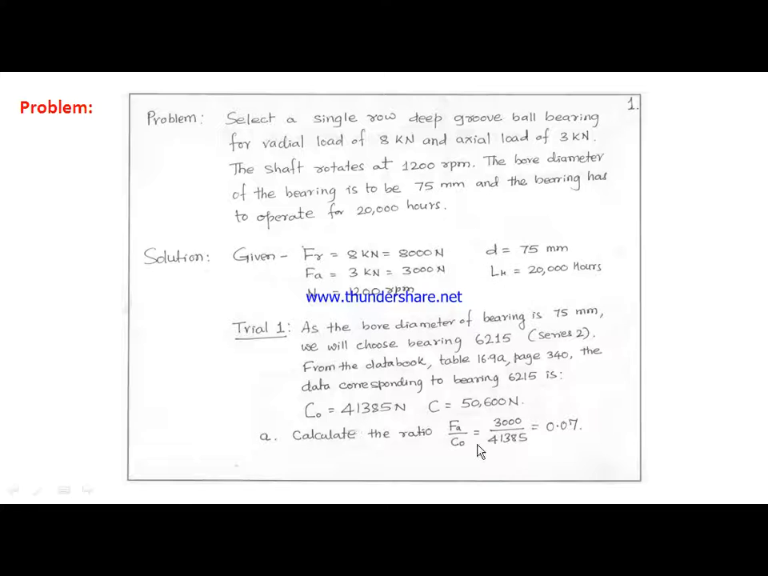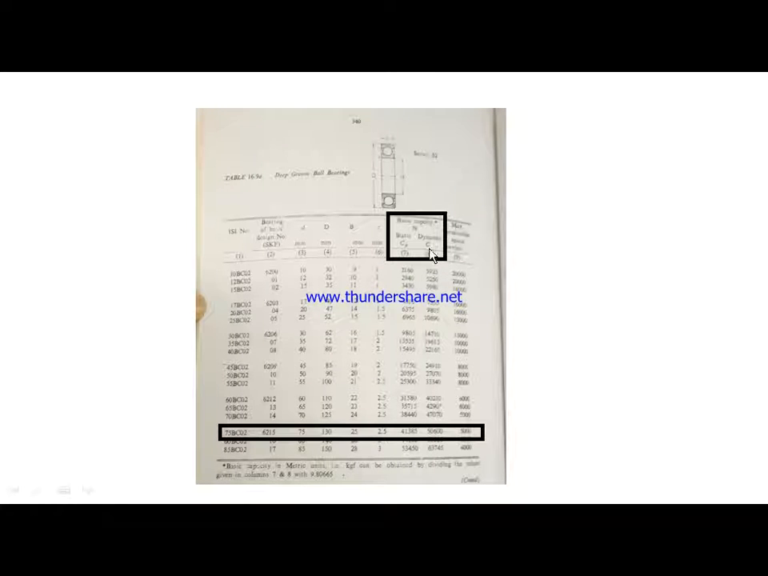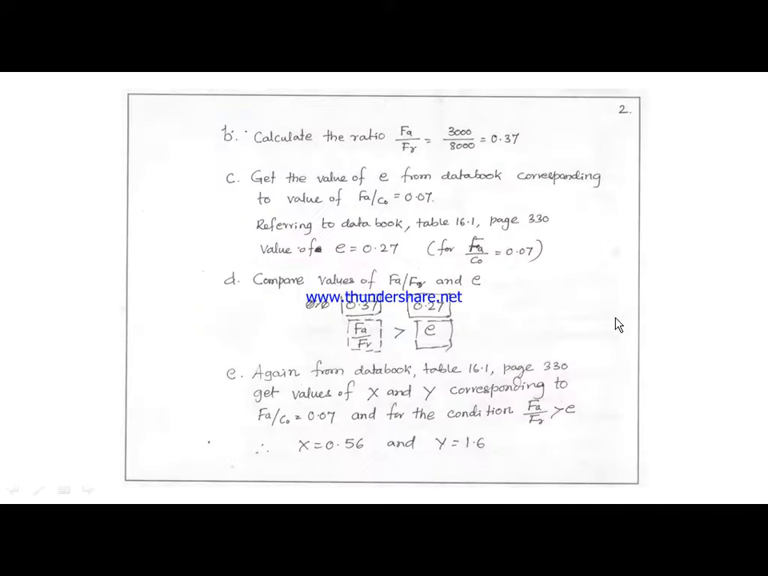Now first step is to calculate the ratio FA by C0, axial load to static capacity, 0.07. So here for the bearing 6215, these are the rating, static and the dynamic capacity of the bearing. Second step, calculate the ratio FA by FR, axial load to radial load, 0.37. Now for this value of FA by C0, which is 0.07, get the value of E from the data book, right? Table 16.1 and page 330.